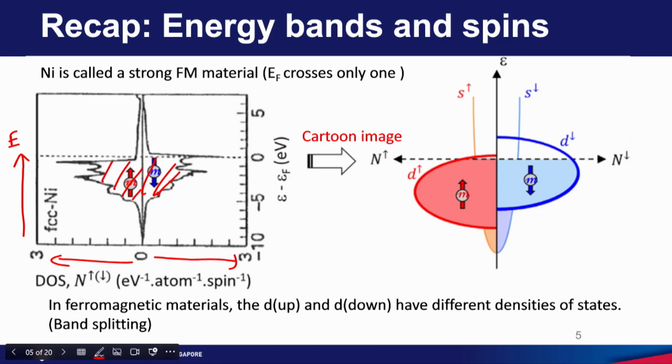Okay. So, whenever a band below the Fermi level is completely filled, then that particular ferromagnetic material is called a strong ferromagnetic material. In the case of nickel, this band below the Fermi level is completely filled. So, they have this name. Anyway, that is not very important.